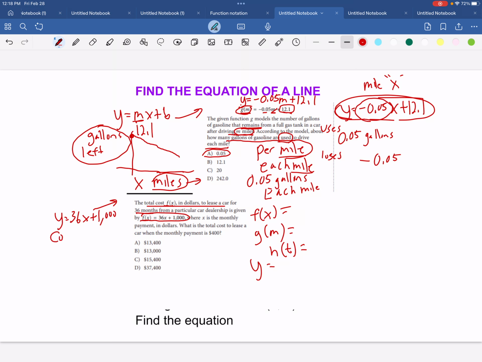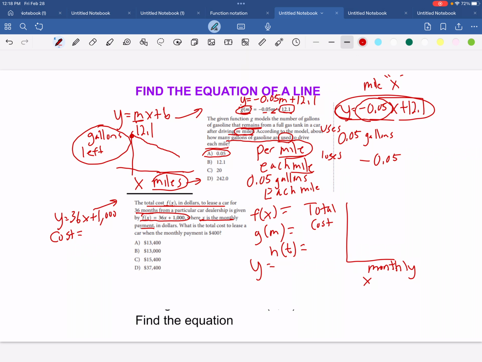The cost to lease is equal to, and now what is x? x is the monthly payment. This might throw you off a little because when we see the x-axis, often it's time. But in this case, the x is the monthly payment, so this is a little bit unusual, but let's keep that in mind. And then y is the total cost. Lease means rent. They're going to rent it.